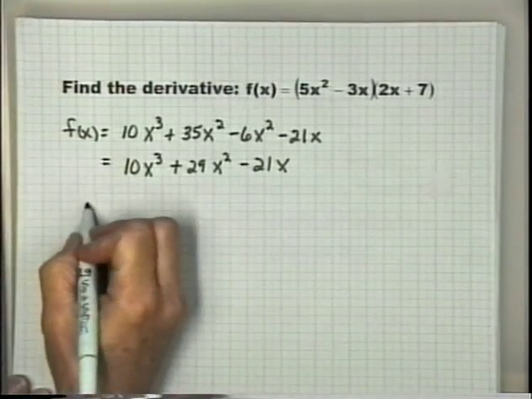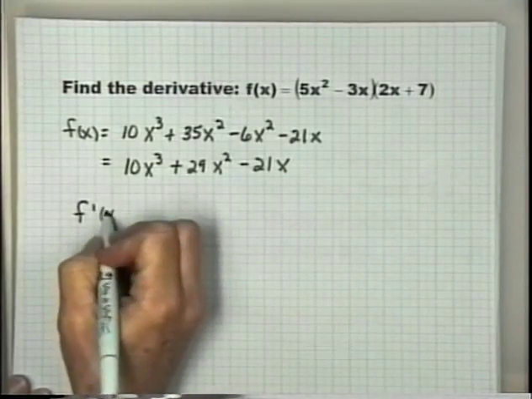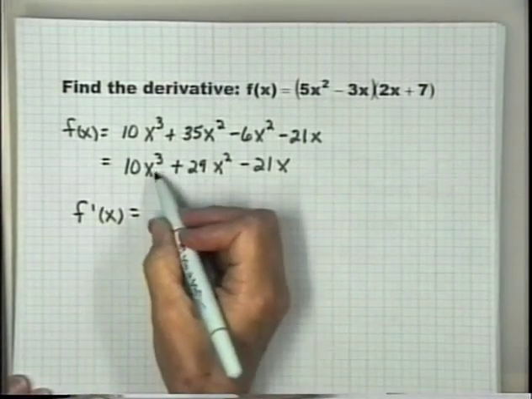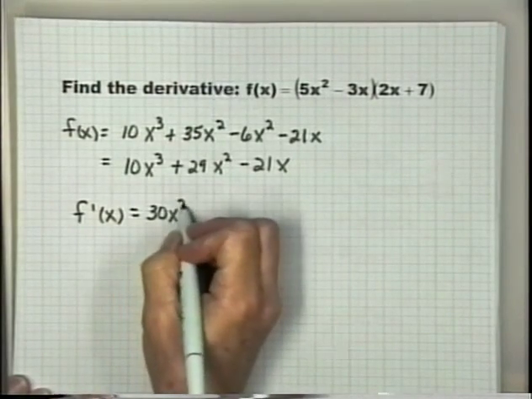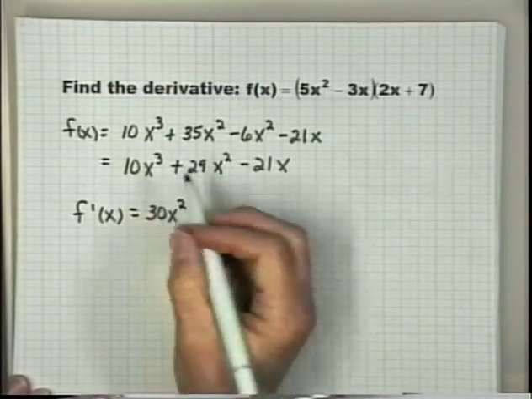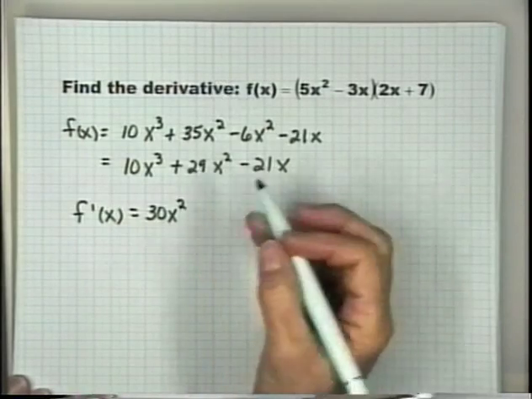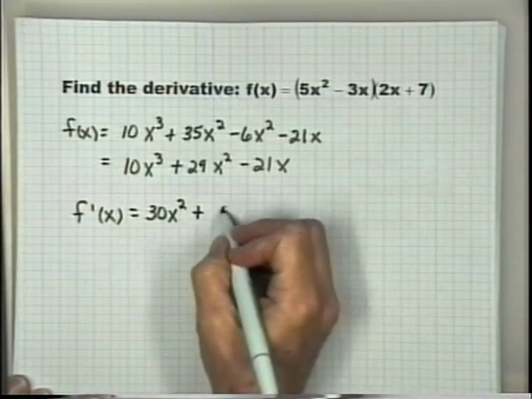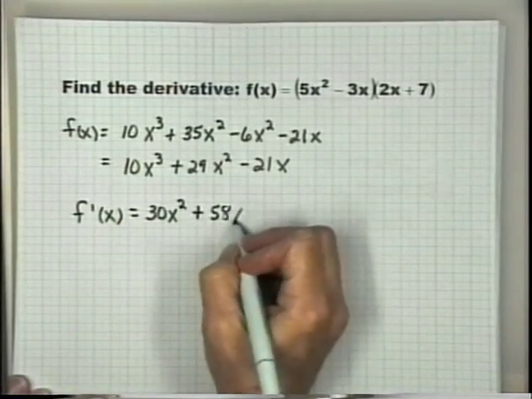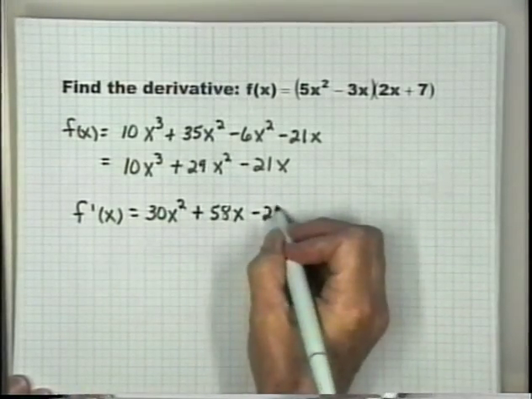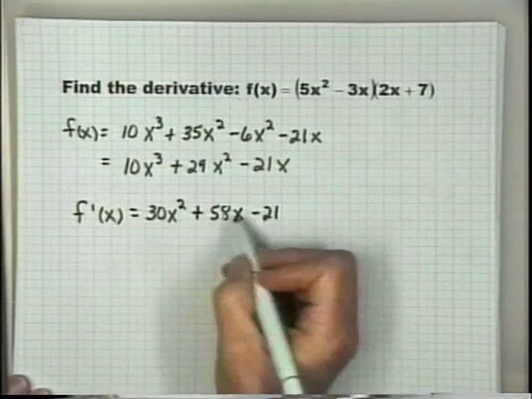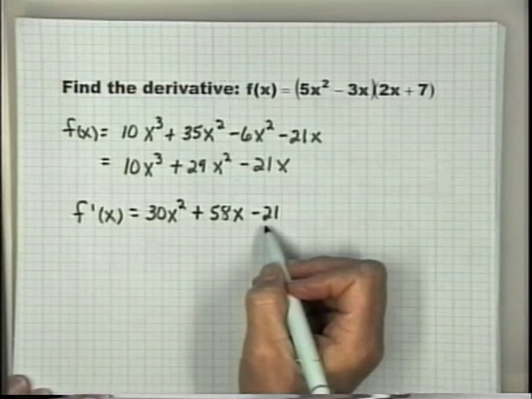Now in this form, we can apply the rules that we already know and get the derivative. 3 times 10 would give us 30x squared, recall the power rule. And then we would bring the 2 down. 2 times 29 is 58, and we would have x to the first power. And then finally minus 21 times 1. So this would be our correct derivative.